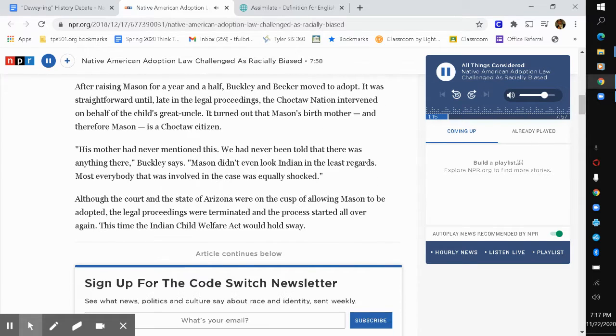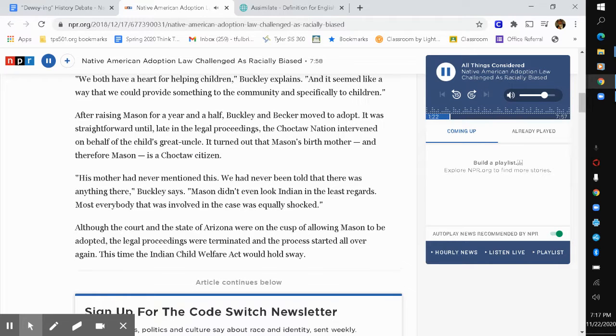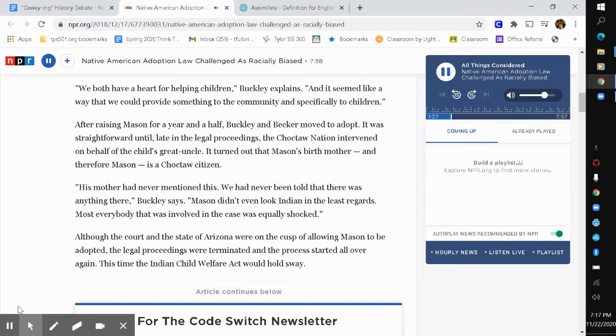The legal proceedings were terminated, and the adoption process started all over again, this time under the auspices of the Indian Child Welfare Act. The law says Native American children must be placed and adopted by either a family member, a member of their tribe, or, failing that, a family from another tribe.